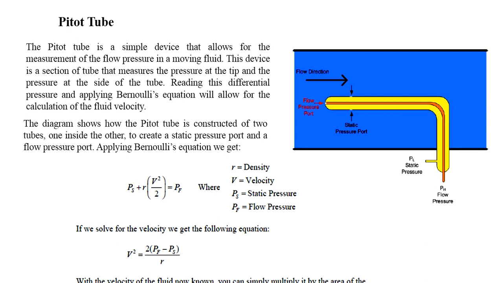If we apply the Bernoulli equation, we have Ps + ρV²/2 = Pf, where Ps is the static pressure and Pf is the flow pressure. On solving this, we can calculate the velocity. So, velocity is calculated as V = √(2ΔP/ρ). Clear? Now, if the velocity is known and you multiply by the cross-sectional area, we will get the volumetric flow rate.